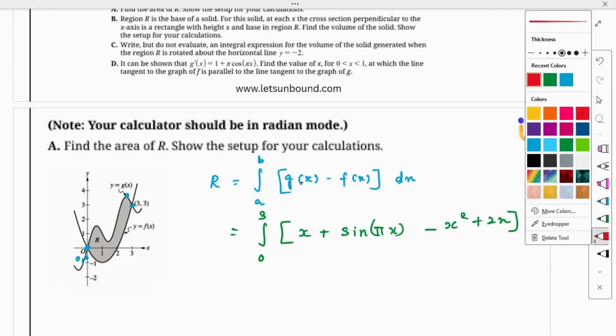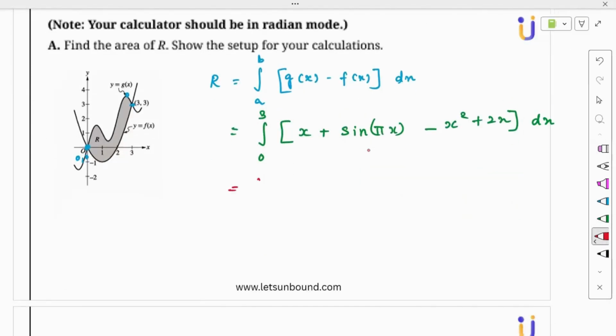You can simplify this before moving to the calculator part, if possible. So here it is possible. We have like terms: x and 2x will be 3x. So 3x plus sine pi x minus x squared dx. That's it. The rest we can do with Desmos.